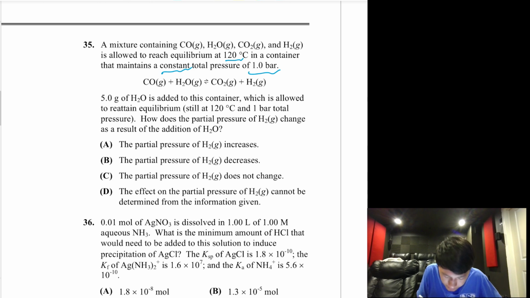So 5 grams of water is added to this container, which is allowed to reattain equilibrium still at 120 degrees C and 1 bar total pressure. How does the partial pressure of H2 change as a result of the addition of H2O?